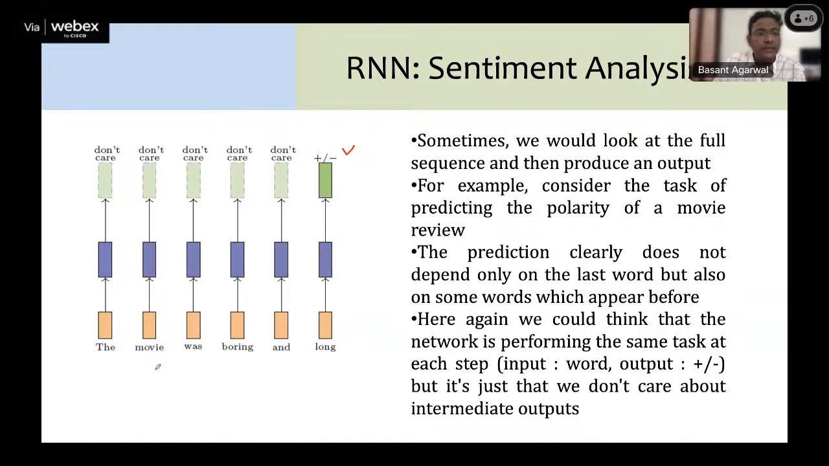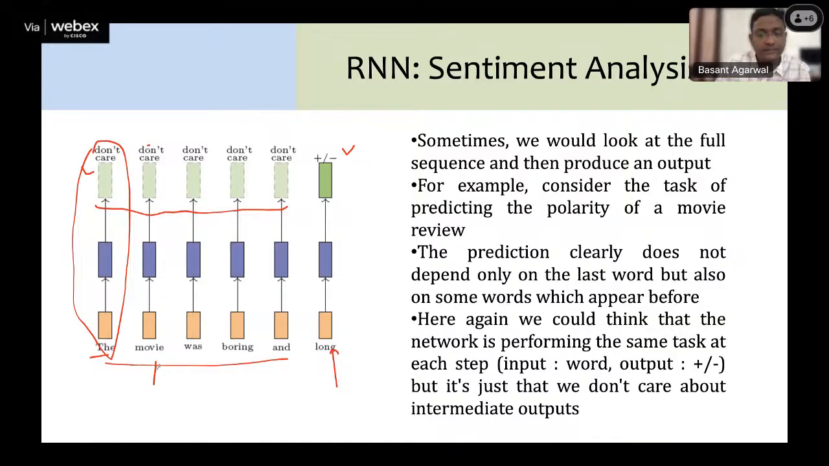The second thing is that at each timestamp, we are doing the same thing. Given a word, we want to predict if it is positive or not positive, and so on. The only difference is that at each previous timestamp, we are just not taking care of the output. We are ignoring it, but at each timestamp we are doing the same task. And whenever we predict, it will also see the inputs of the previous words in the sequence.